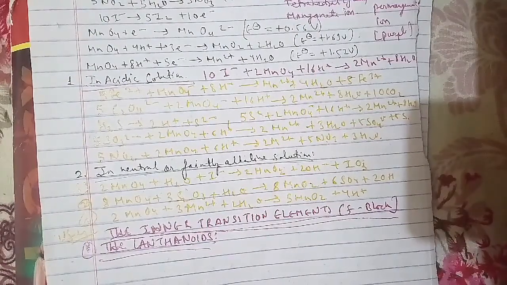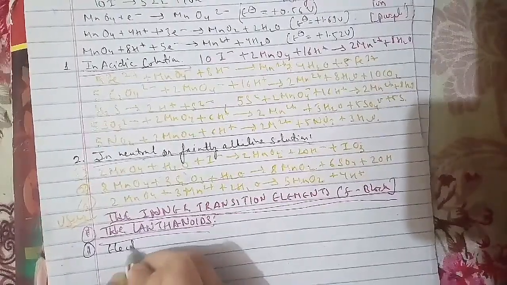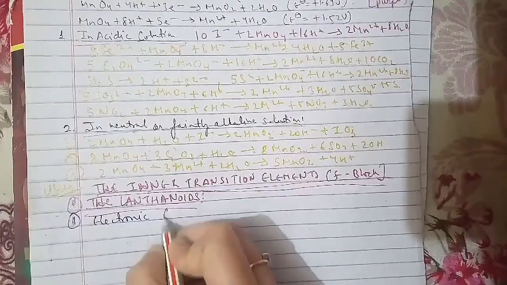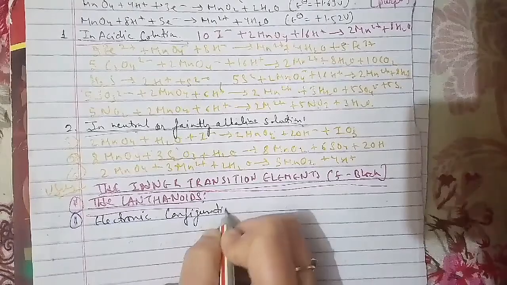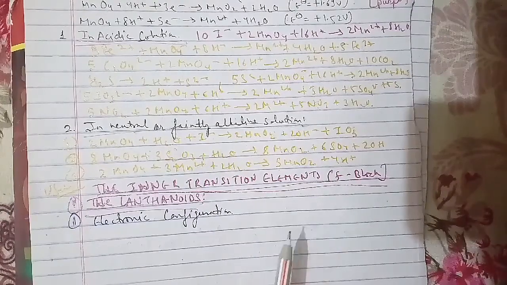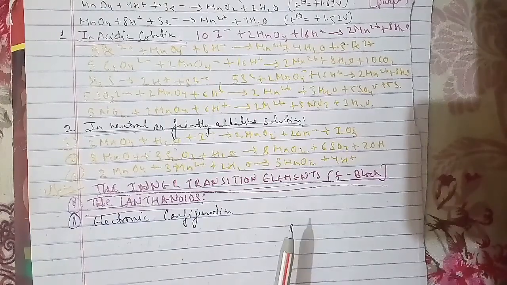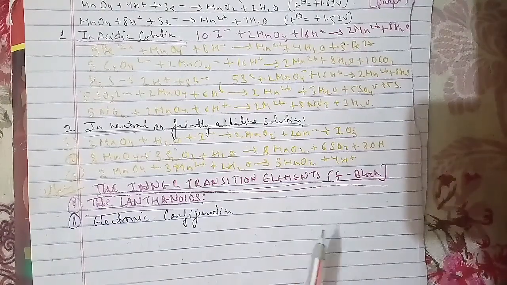First we'll discuss electronic configuration. It may be noted that the atoms of these elements have an electronic configuration with 6s2 common, with a variable occupancy of the 4f level. However, the electronic configuration of all the tri-positive ions, which is the most stable oxidation state of all the lanthanoids, is of the form 4fn, where n can be from 1 to 14 with increasing atomic number.